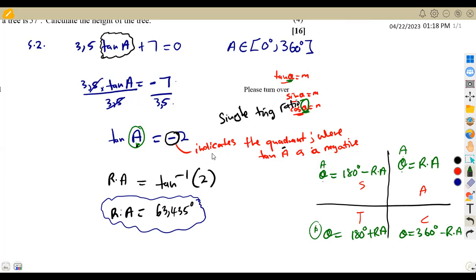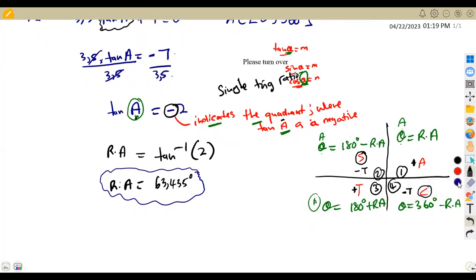Like I said, the negative indicates the quadrant where tan is a negative. So now, where are we having our tan being a negative? As you can see, tan is positive in the third and in the first quadrant. That is where tan is positive, where we have T, and this one for all, which means in this quadrant, tan is a negative. In this quadrant for cos, tan is also a negative. So tan is negative in the second quadrant and in the fourth quadrant. Remember, this is our first, our second, our third, our fourth quadrant.